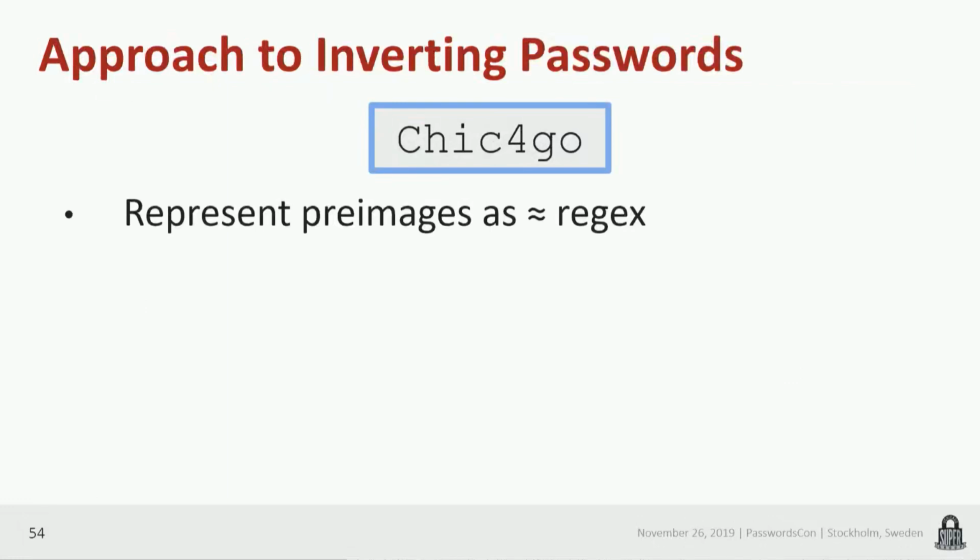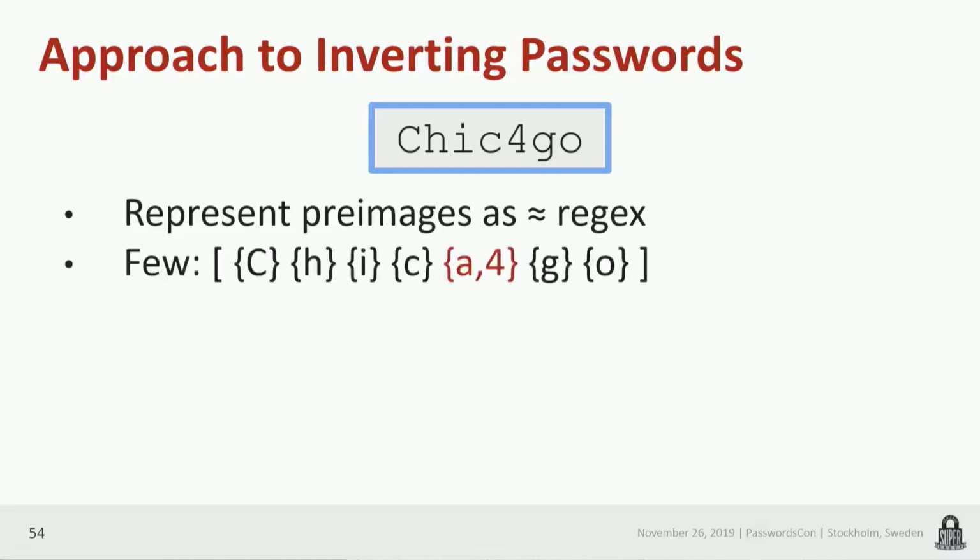Right, and so what we're going to do is represent the set of possible preimages as more or less a regular expression, regex. In the example I showed before, where there were 2 possible preimages, a bunch of these characters are fixed. In one place, there could have been an A or a 4. So here we had 2 preimages. We looked it up in a hash table in memory, and that was super fast.